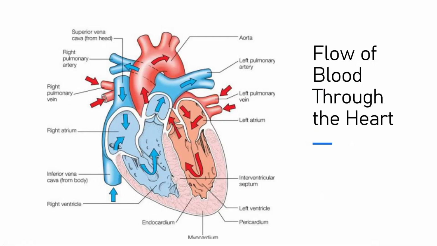Because remember, blood comes to the heart through veins. So here you have your left pulmonary veins, here you have your right pulmonary veins. So it comes out of the lungs, nice and oxygenated, and back into the heart through the pulmonary veins and into the left atrium. When the atria contract again, that blood gets pushed from the left atrium down through the mitral valve into the left ventricle.